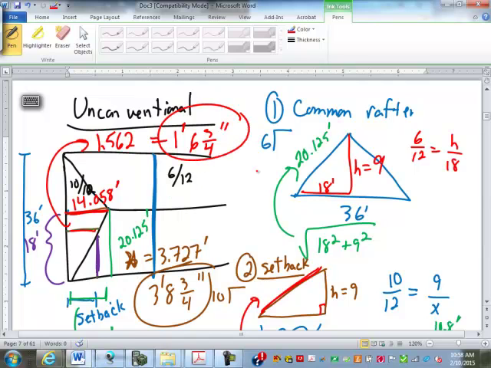So on the main roof side, it is 3 foot 8 3/4. On the hip roof side, it is 1 foot 6 3/4. What do you think? Better than a sharp stick in the eye?